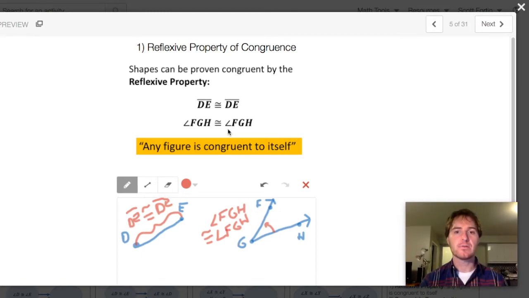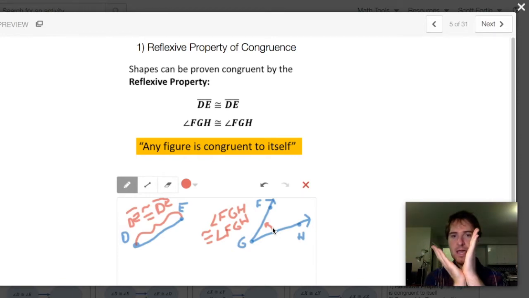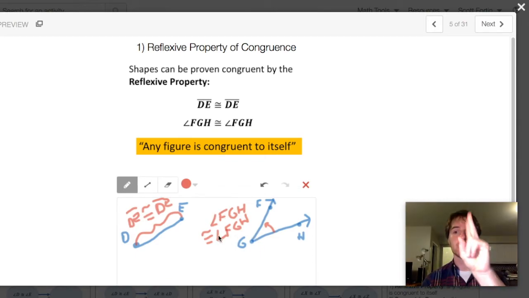Same thing here too, demonstrating this assumption, that angle FGH has a certain amount of hinge to it, and how does that compare to itself? Well, it's the same hinge, and therefore, if it has the same angle measure, by definition, this angle would need to be congruent to itself. So again, we're not talking about two angles right here. We're just talking about one angle, but an angle can be congruent to itself.